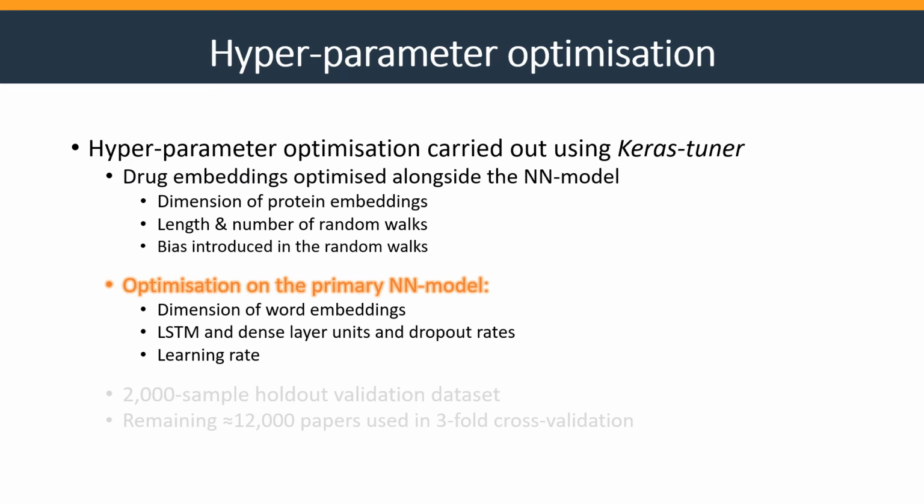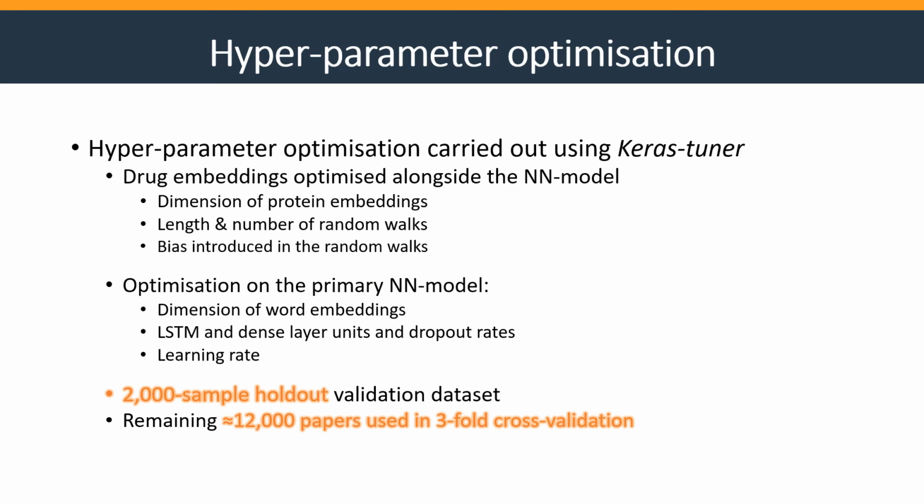Then we also optimize parameters that are associated with our primary neural network model, and these are the dimension of the word embeddings, the units and dropout rates of our LSTM and dense layer, and finally the learning rate of our model. And lastly, about the internal validation that we do. For that we use a 2000 sample holdout validation dataset, and then the remaining 12,000 papers are used in a threefold cross-validation during model training.